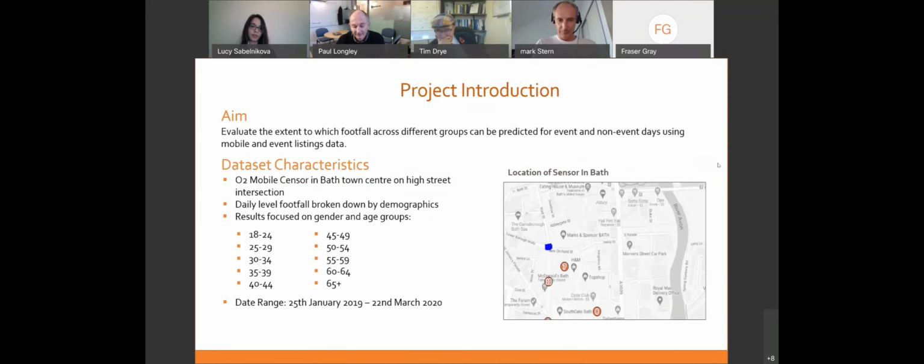It's daily level footfall broken down by demographic groups, the results being for 2 gender groups and 10 age groups. The date range included most of 2019, which was used to train my models, and the first few months of 2020, which was used for model evaluation.